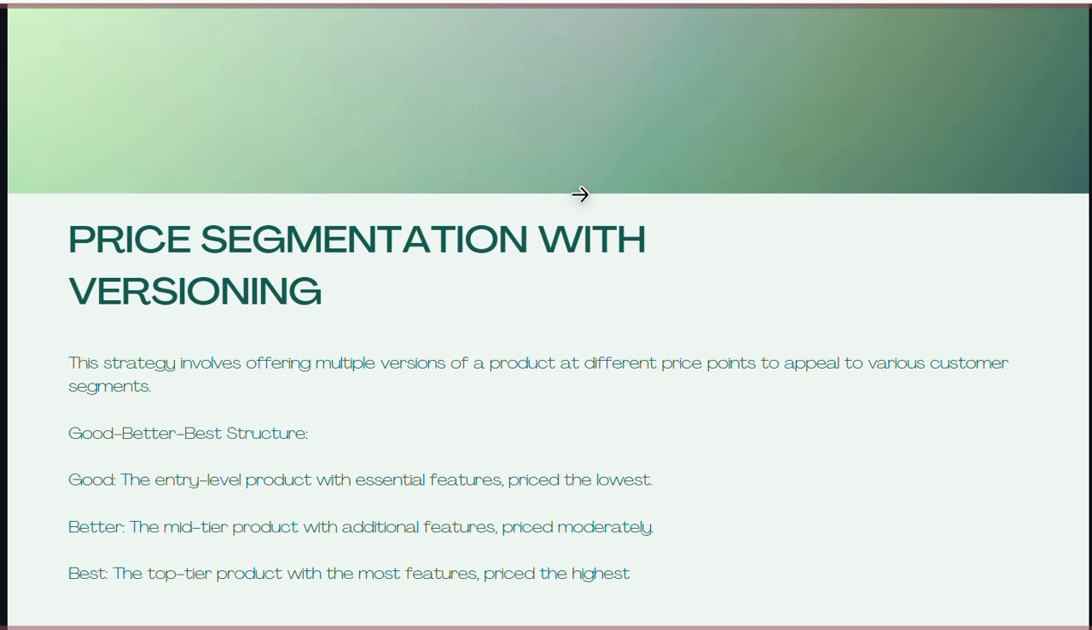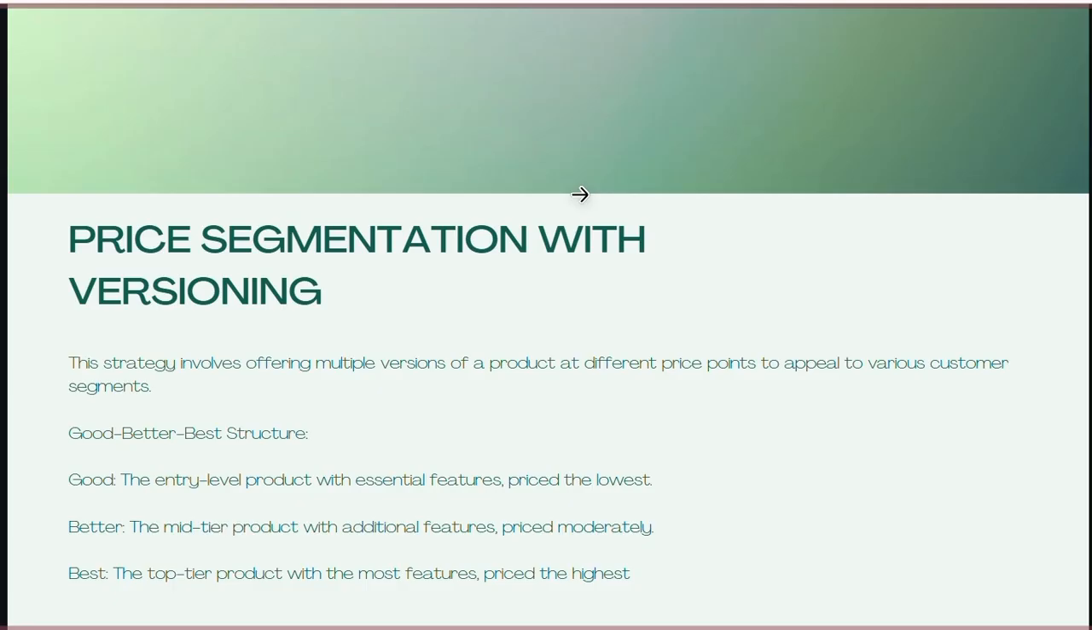So, the good version of price segmentation versioning means that these entry level versions offer the most basic features at the lowest price point. So it's positioned toward the lower end of the perceived benefits and price scale, targeting price sensitive customers, while the better version or the mid level version has more features than the good version, resulting in a higher perceived benefit. So it's priced in the middle range, balancing features and affordability for customers seeking more value without paying the premium for the best version. And lastly, we have the best version.